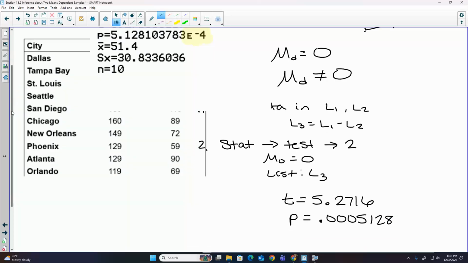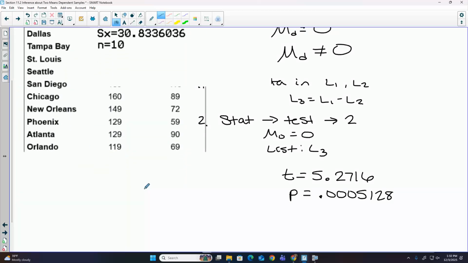So what would my conclusion be? Alpha was 0.05.